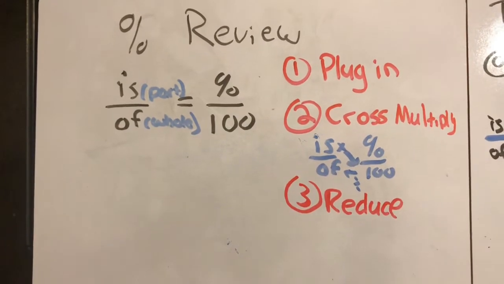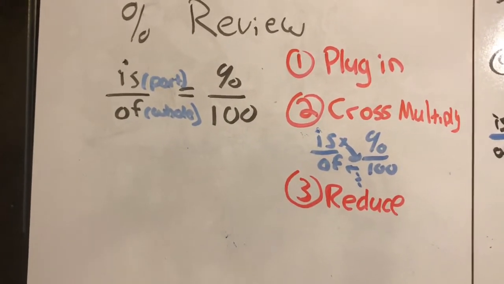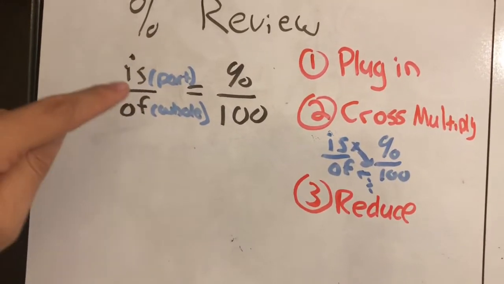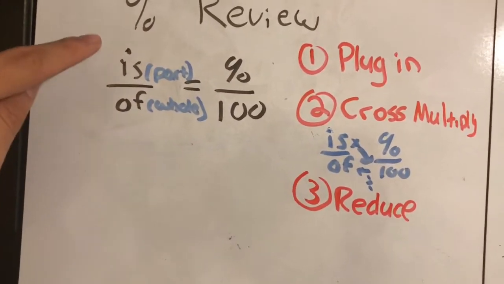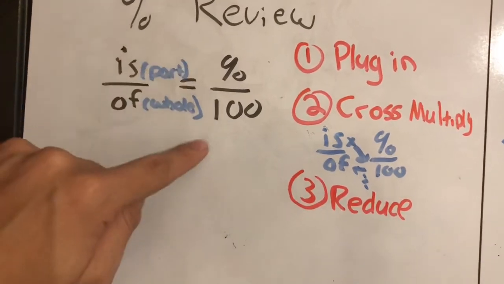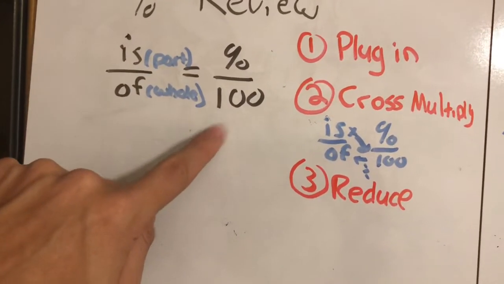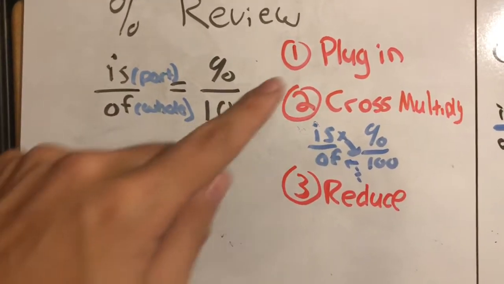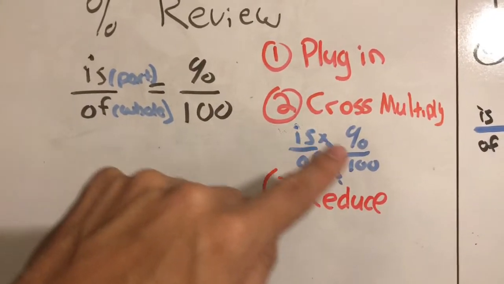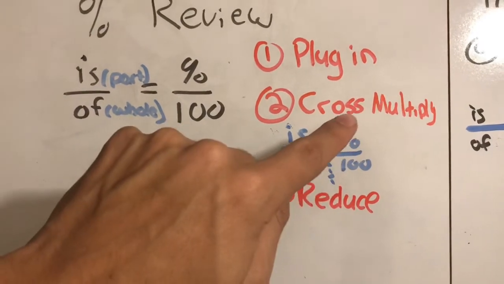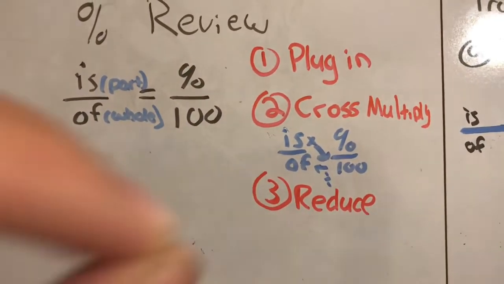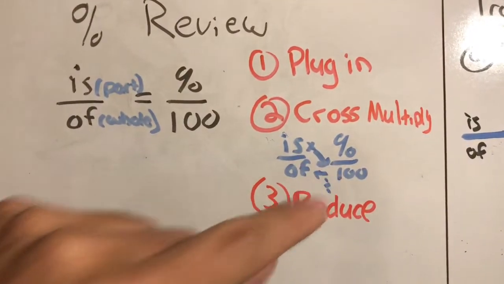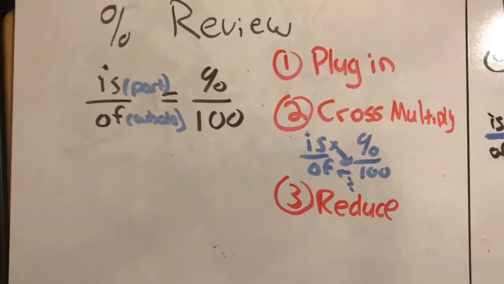Remember that a percentage is just a fraction over 100. To solve these problems, you're going to follow 3 simple steps. Step 1, plug in the information. You will always be given 3 of these pieces of information: either the is, the of, the percent, and the 100. Once again, the 100 will always be there. Step 2 is to cross multiply. So if you're given the is, you will multiply your is times 100, and then divide by either your percent or your of. If you're given the of, you'll do your of times percent, and then divide by 100. And then lastly, you will just reduce.